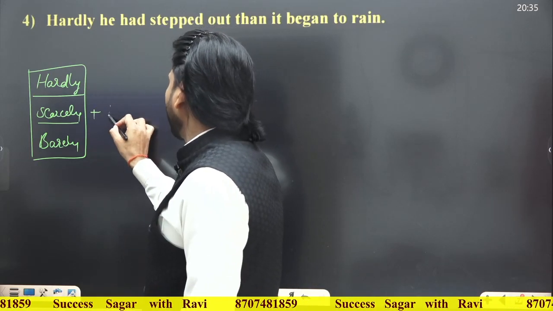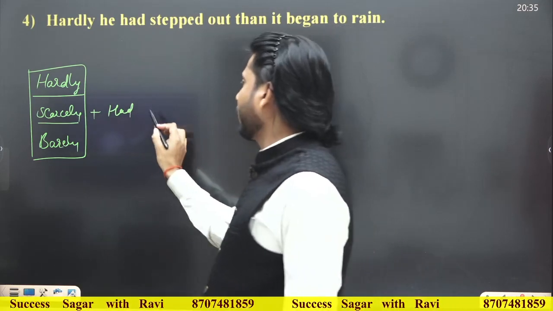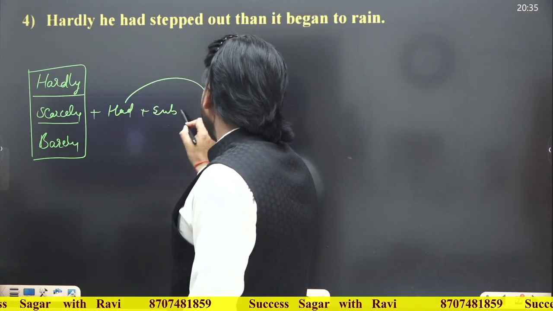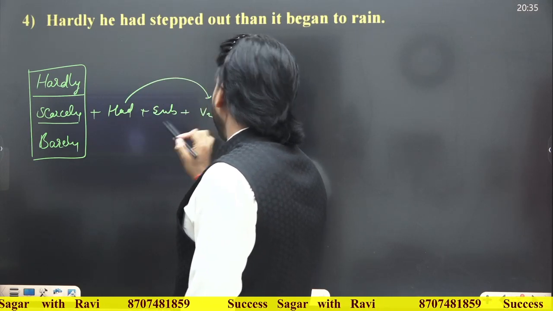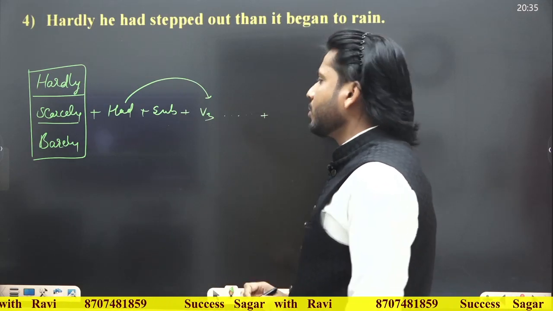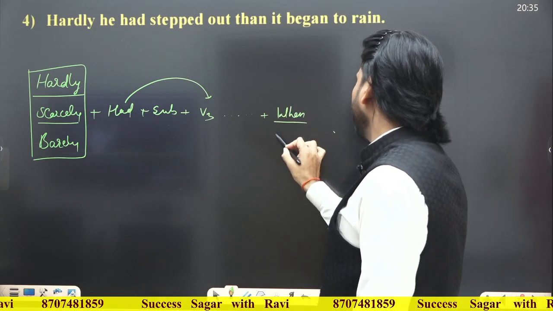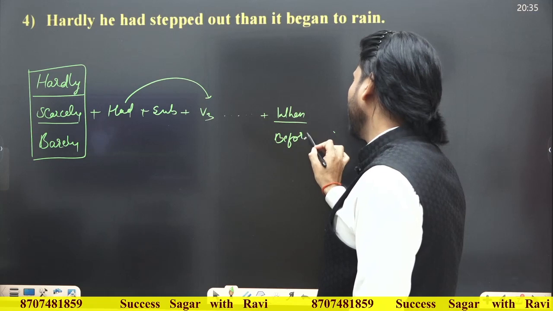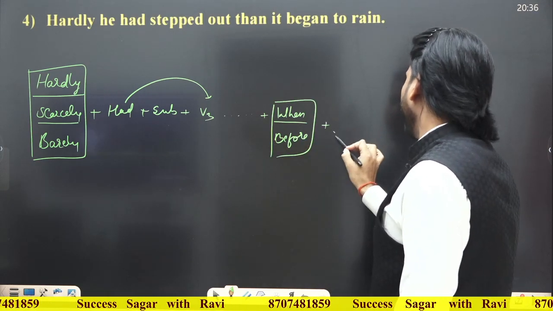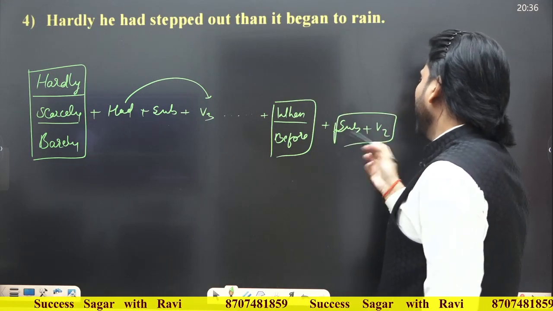The structure would be followed by, if we are talking about past and past perfect tense, had is the helping verb, then the subject. Since had is followed by the third form of the verb, we'll use the third form of the verb, and after this, if you want to use any conjunction, the conjunction would either be when or before. We cannot use then, and this particular conjunction would be followed by subject and the second form of the verb.